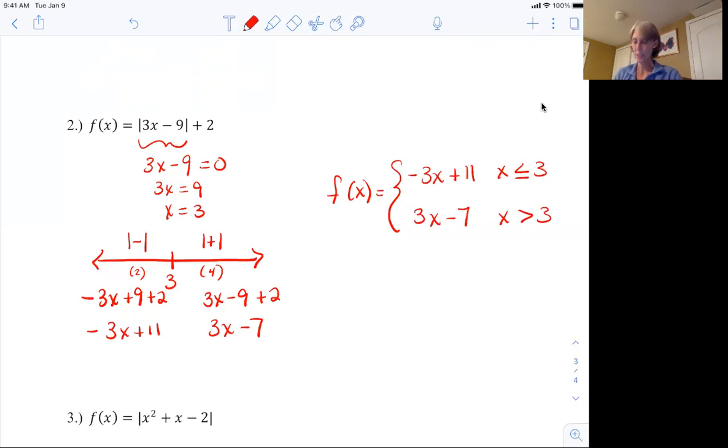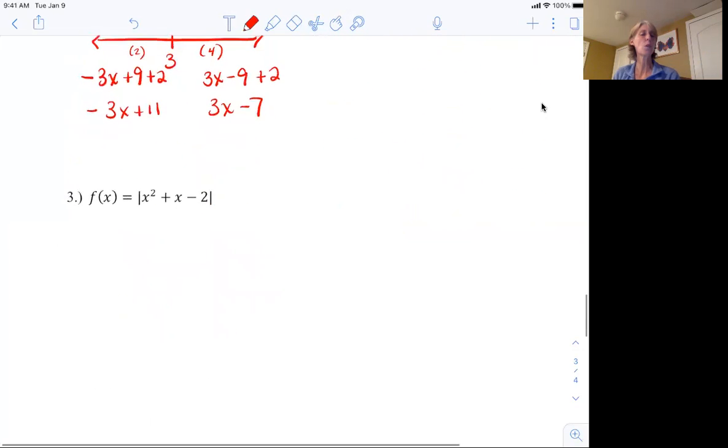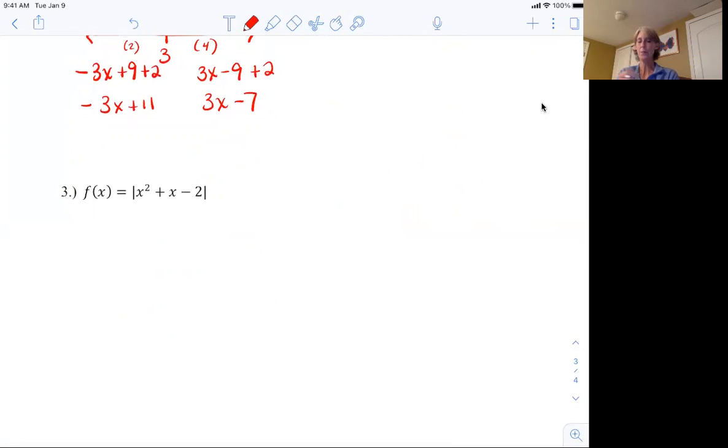This was a little bit trickier. This is a real advanced one here, but we're going to give it a shot. Okay. So now, in order to find out where it changes, I'm just going to set what's inside equal to 0.